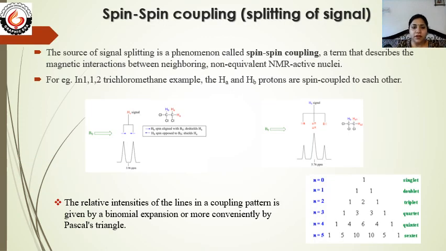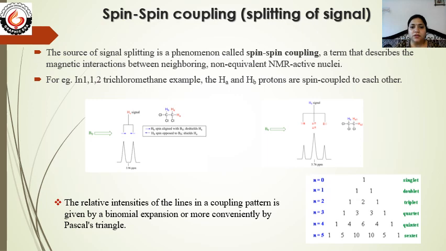Spin-spin coupling is also known as splitting of the signal. The source of signal splitting is a phenomenon called spin-spin coupling, a term that describes the magnetic interaction between neighboring non-equivalent NMR active nuclei. Non-equivalent NMR active nuclei means that if there are two hydrogens in a structure and both hydrogens do not have the same type of environment, like if we take the example of 1,1,2 trichloroethane.